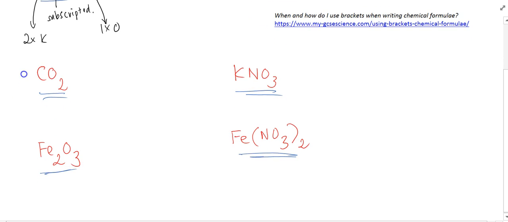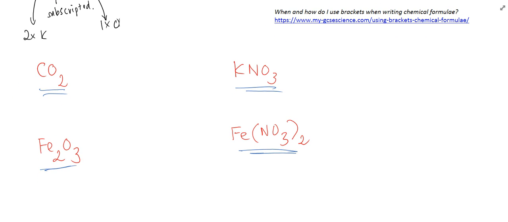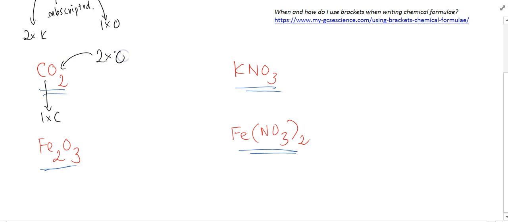Right, so if we go on to the next example, CO2, carbon dioxide, you can pause this video to work out how many atoms there are in each. You'll find that there is 1 carbon atom and 2 oxygen atoms. This subscript only applies to the oxygen and not to the carbon. So remember, the subscript follows directly after every element, and it only tells you how many of the element that it follows directly after.